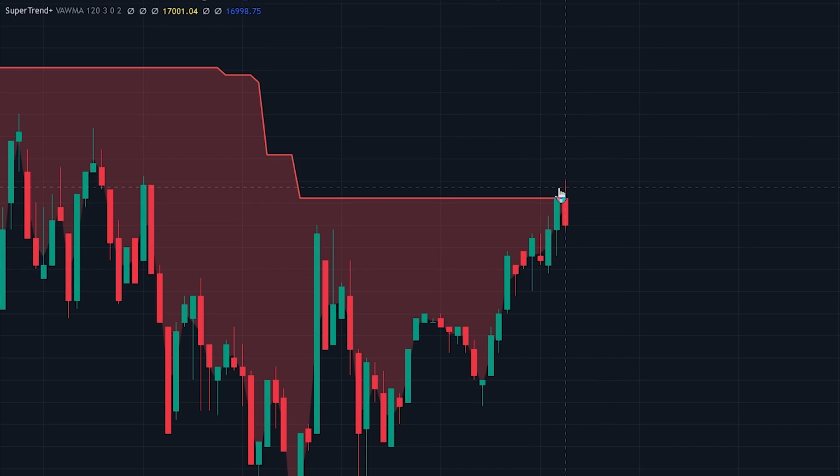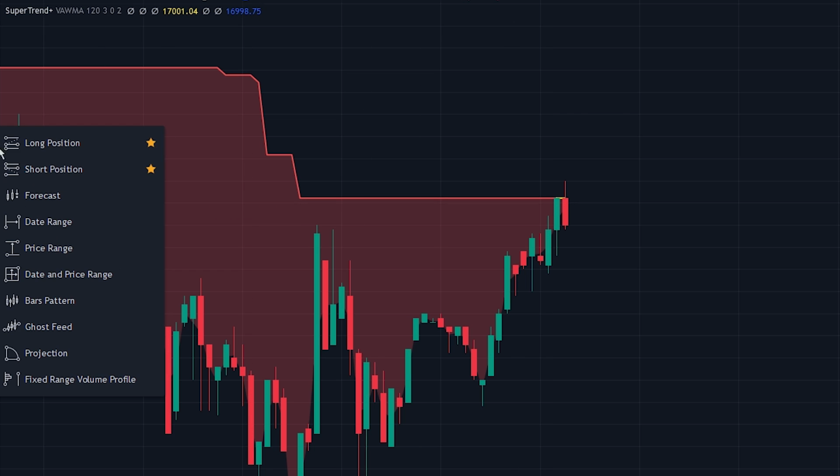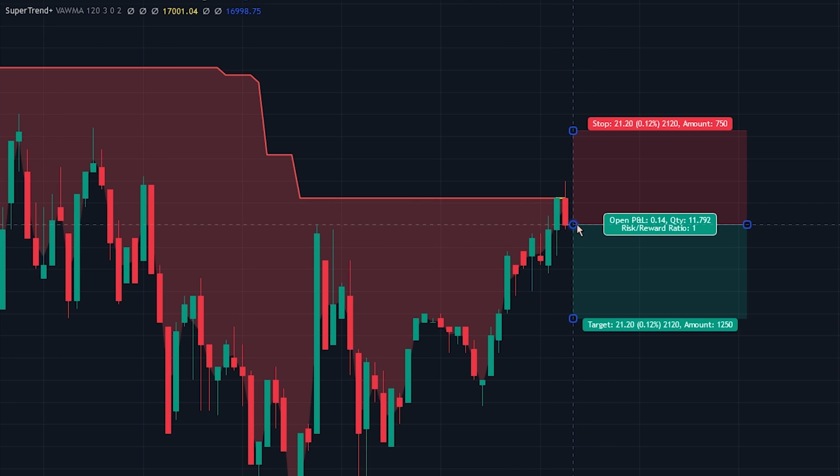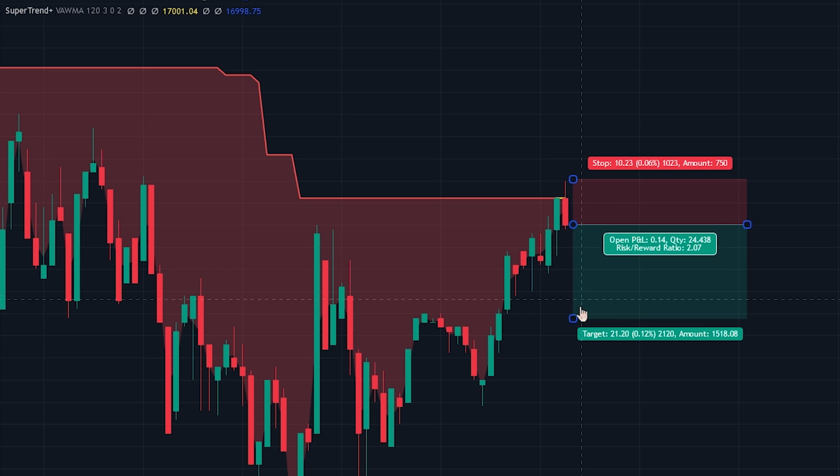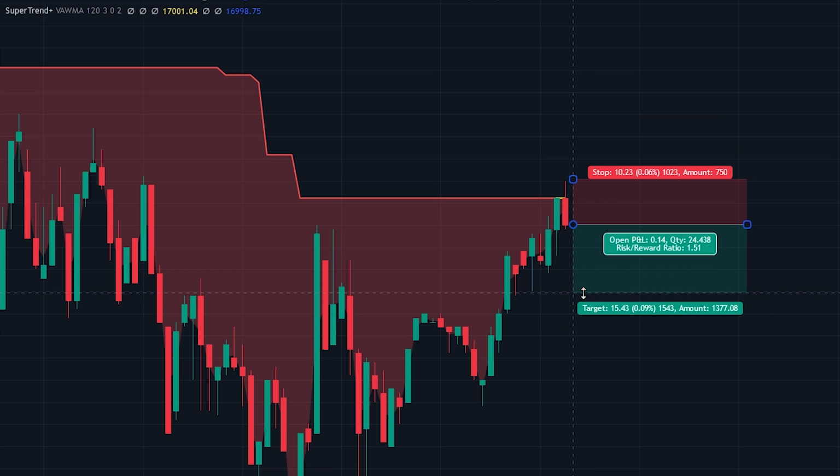Here we see that the Supertrend is red and indicating that we are currently in a downtrend. We also see that the price has made a pullback. This will be the signal to enter into a short position. We will put the stop loss at the recent swing high. For the take profit, we will target a 1.5 times risk to reward ratio.